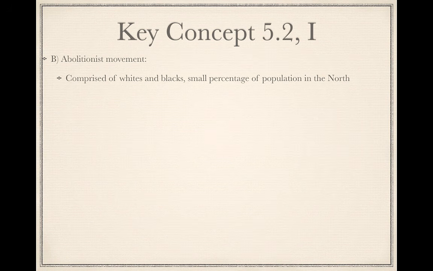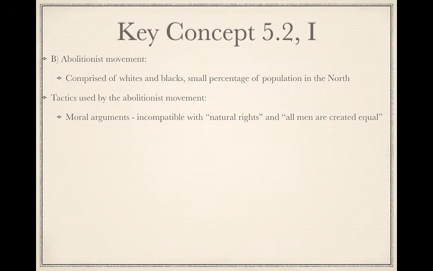All right, let's talk about an abolitionist movement. It was made up of whites and blacks, and although we tend to think that the North was against slavery, most people in the North would not consider themselves abolitionists. They really made up a small percentage of the people in the North. There are various tactics that they used. They would use things like moral arguments, this idea that slavery is incompatible with natural rights and all men are created equal, and the Enlightenment ideas that were used decades before.